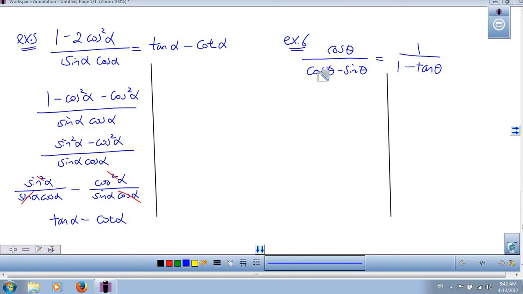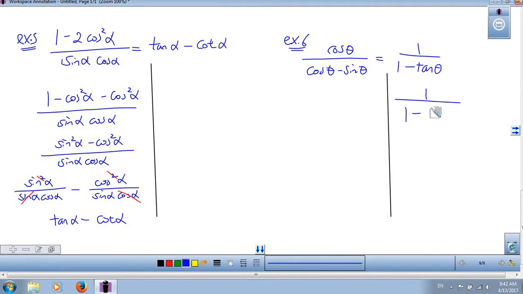Right, let's take a look at this. Cosine theta divided by cosine theta minus sine theta equals 1 over 1 minus tangent theta. Now sometimes you can do transformations on both sides to make sure that it works. For example, let's go ahead and actually deal with the right hand side. Why do I want to start with the right hand side?